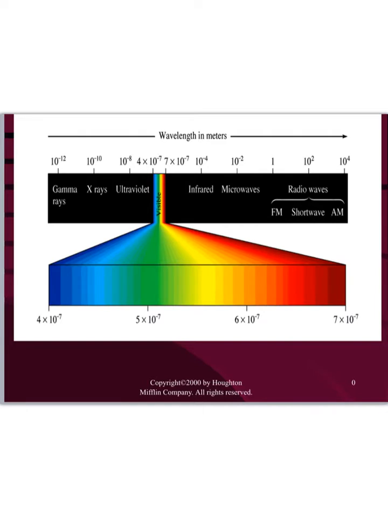Okay? The visible region is this very small band. If the waves fall in this visible region, then that is how we are able to see these colors of light. And this spectrum, we call a continuous spectrum. Continuous spectrum meaning that all of the colors are completely blended together.